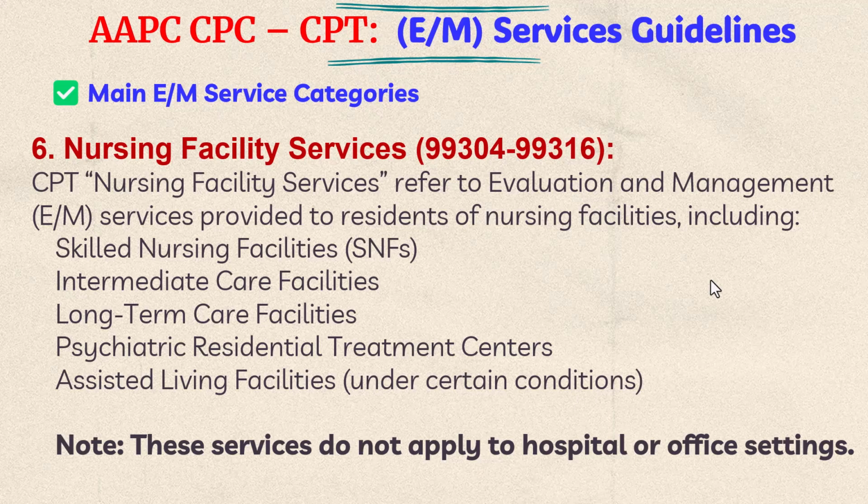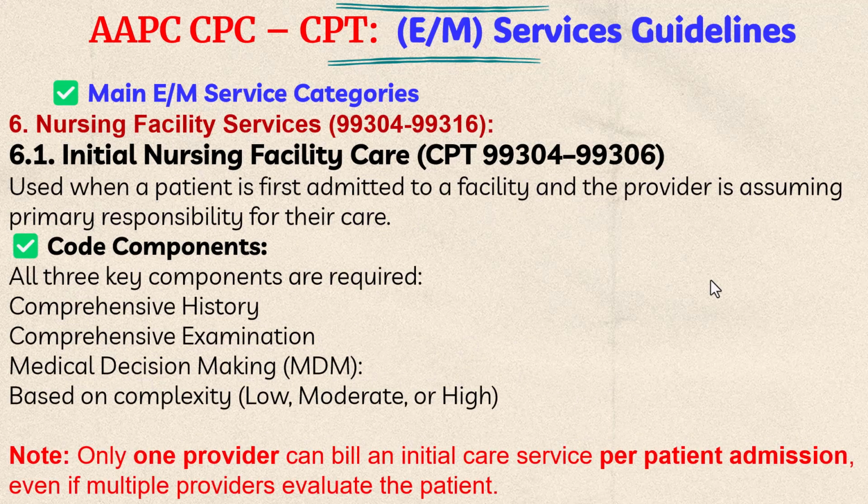These nursing facility services can be divided into three main parts. The first one is initial nursing facility care. This is used when a patient is first admitted to a facility and the provider is assuming primary responsibility for their care. The code components include all three key components: comprehensive history and examination, and medical decision making, and the code is based on the complexity: low, moderate, or high. Only one provider can bill an initial care service per patient admission. Even if multiple providers evaluate the patient, only one can claim.